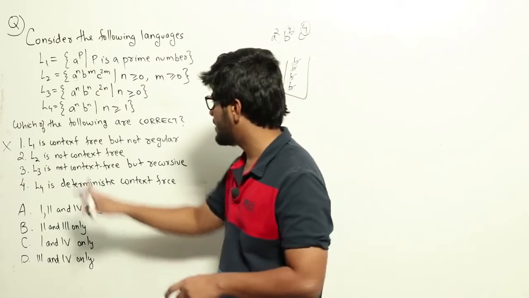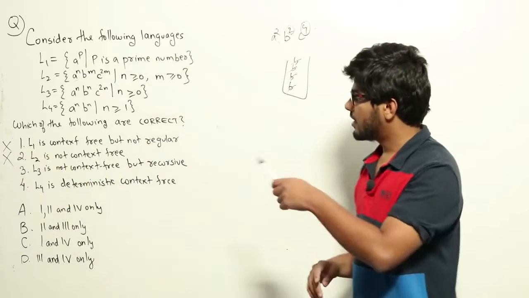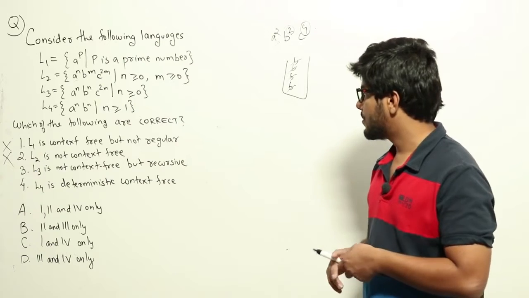Let's look at the statement. L2 is not context free. Now this is also false. L2 is a context free language. Third one, L3 is not context free but recursive.